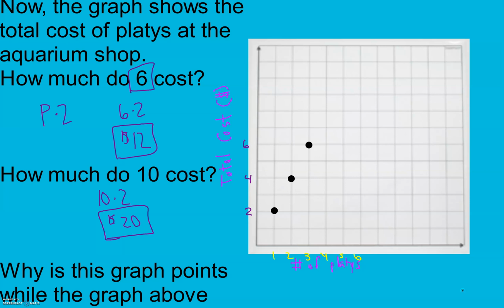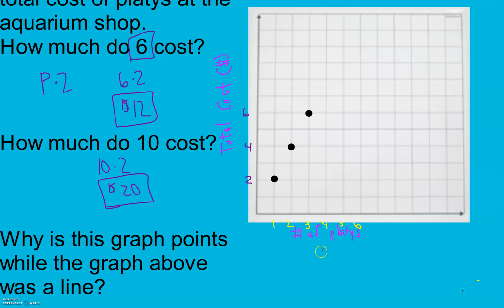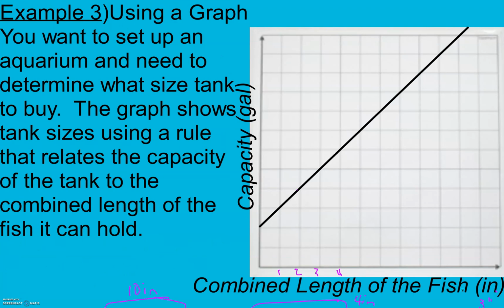Okay, why is this graph points while the graph above was a line? Here we're talking number of platies. We're not going to go into a pet store and buy like 1.5 platies, right? But the inches could be half. We could have a 2.5 inch goldfish and a 3 3/4 inch platy. Okay, that's possible, but the number of platies has to be whole numbers. We're not going to buy 2 1/4 platies. So that's why we only have the dots here. But above, it could be any length, and that's why it's a line and continuous.